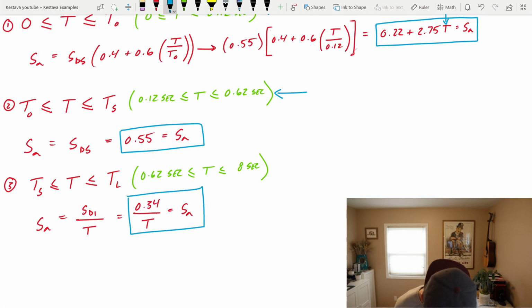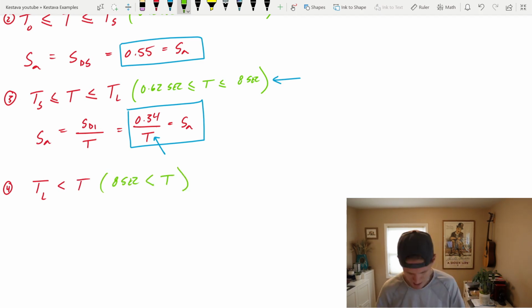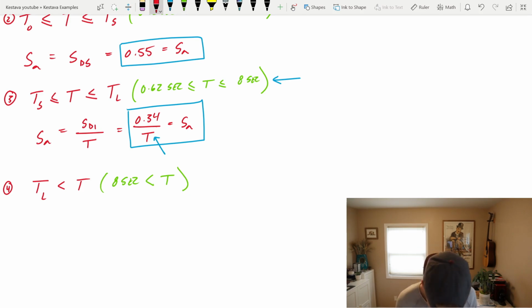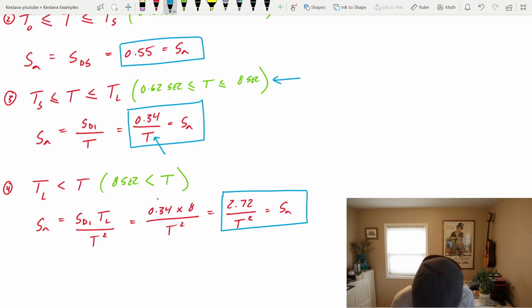Highlight it in blue, save it for later. Step 4, when T is greater than T sub L. Any intervals of T that are greater than 8 seconds, which is our long period in this case, you have to use the following equation. That equals the following. Highlight it blue, so we keep track of it again.